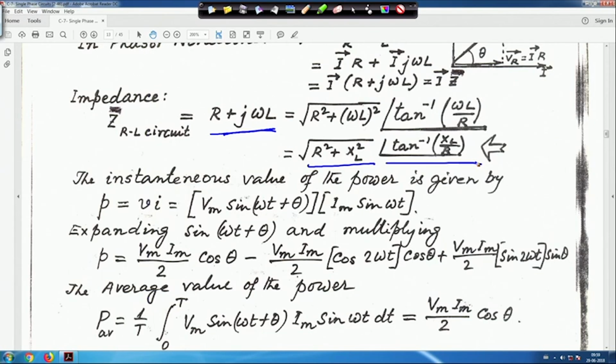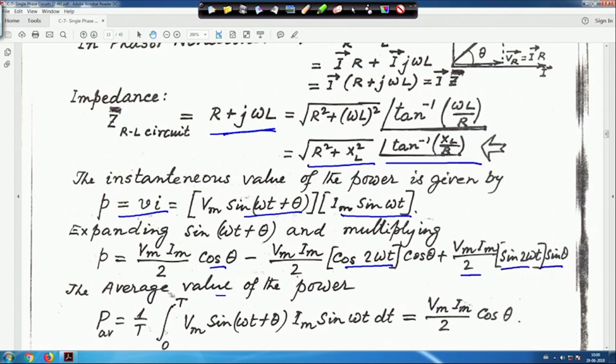Now, the instantaneous value of the power is given by P = V into I. So you substitute V = Vm sin(ωt + θ) into I = Im sin ωt. You expand it using sin A cos B plus cos A sin B, and multiply. If you do so, it will come to Vm Im upon 2 cos θ minus Vm Im upon 2 cos 2ωt into cos θ plus Vm Im upon 2 sin 2ωt sin θ.